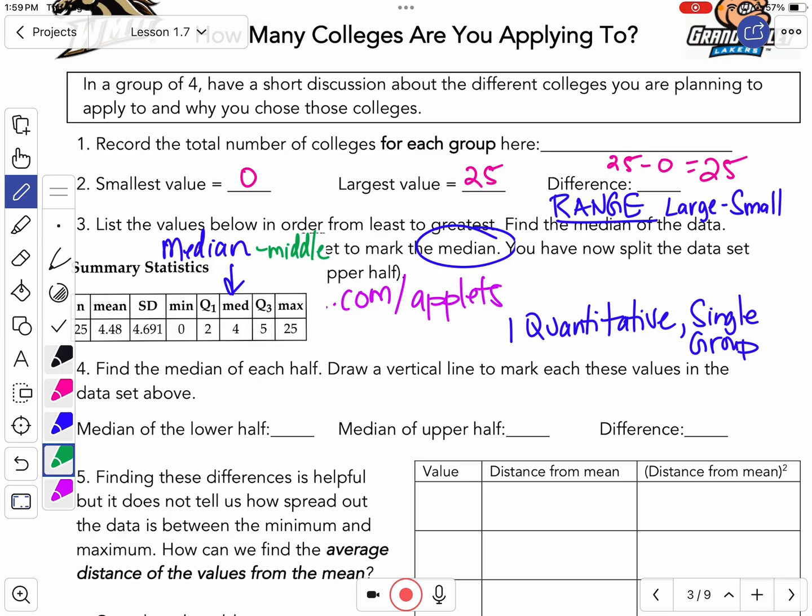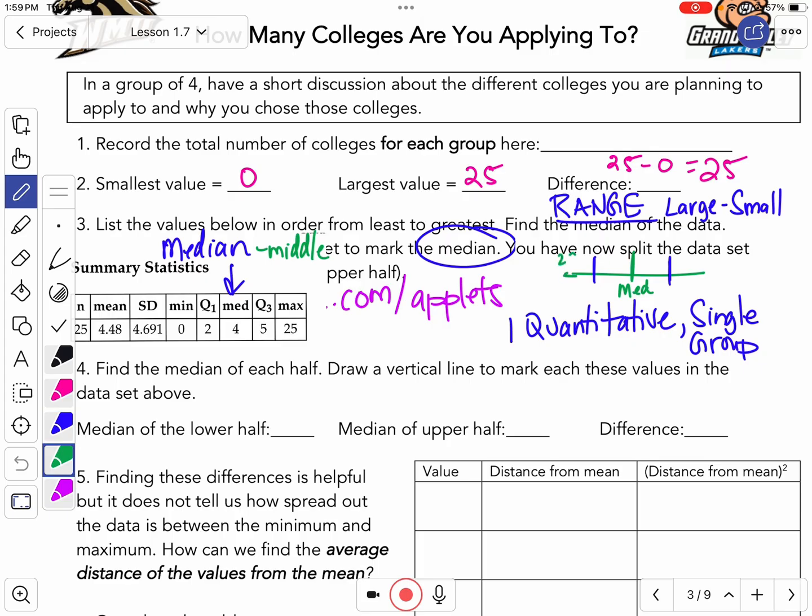If I split it again, so I've got the median here in the middle, and I split this part and I split this part, how much is now in each little section? How much percent?